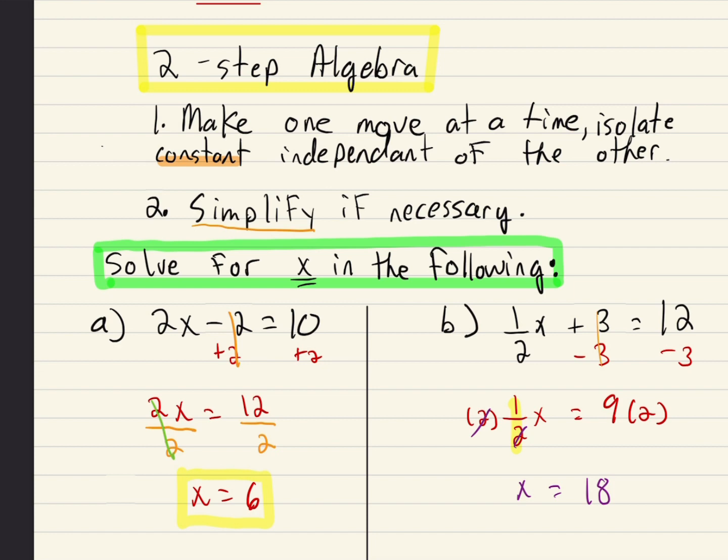Okay, now I know this one might be a little bit unusual. If it was 1/3 x, I would have multiplied both sides by 3. Or if it's 1/4, I would have multiplied both sides by 4.